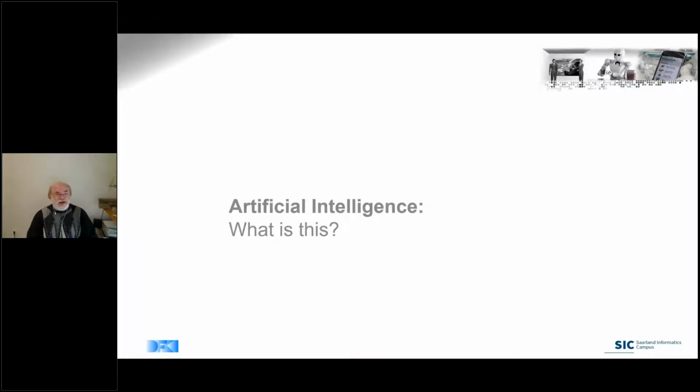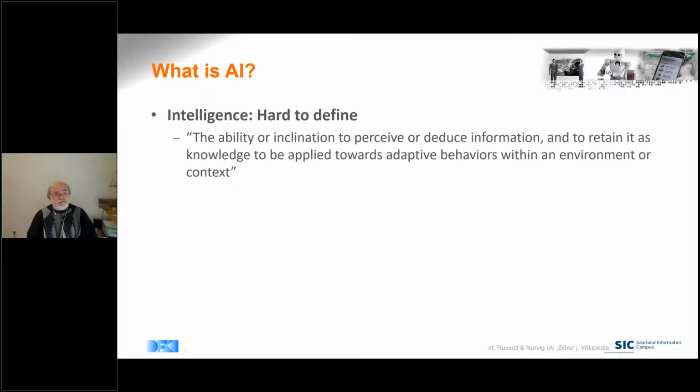Michael asked me to talk a little bit about how we understand artificial intelligence, so I'll spend a few minutes on this. First of all, it's important to note that intelligence is actually hard to define. The most common interpretation is probably something like the ability and inclination to perceive the world around us, to deduce information from that, to retain this in some way as knowledge, and then to apply that in different environments in an adaptive way. And so solve problems by essentially translating from experience we had in other environments into new environments.